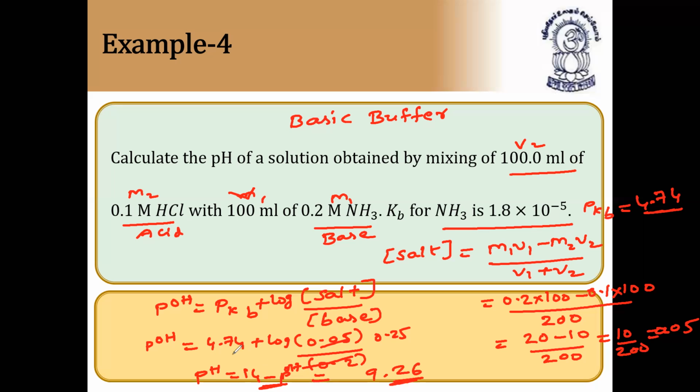So 14 minus pOH is equal to 4.74. So 14 minus 4.74 is equal to 9.26. So we have completed the numerical also. Let us check the answer now. It is equal to 9.26, as I told you.